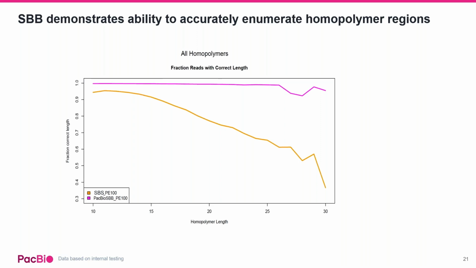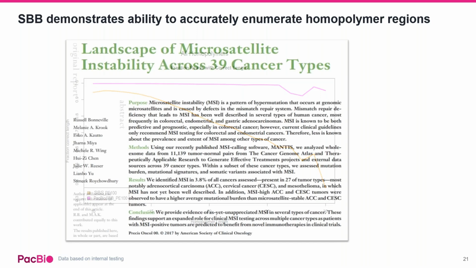So here, we show that across most homopolymer lengths on the x-axis, and the fraction of those lengths that are known to be correct on the y-axis, SBB in magenta clearly demonstrates better enumeration of the bases, while SBS in orange suffers from errors as a function of homopolymer length.